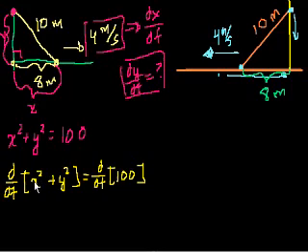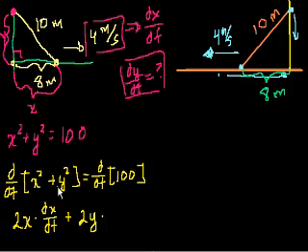So what's the derivative with respect to time of x squared? Well, it's the chain rule. It's the derivative with respect to x of this entire expression, so that's 2x times the derivative of x with respect to time. That's just the chain rule. Plus the derivative of this expression with respect to y, so that's 2y times the derivative of y with respect to time.